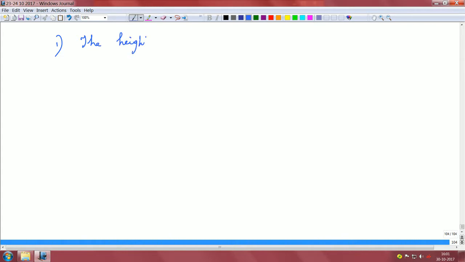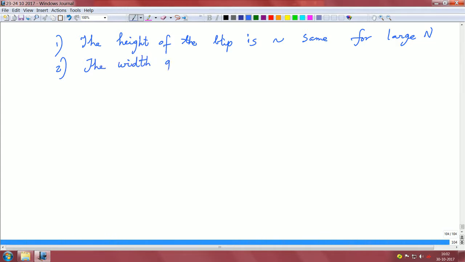Now, a few things to note. The height of the blip is approximately the same for large n, and the width gets smaller as n gets larger. So, this is through observations. Actually, I will give you a homework where you will actually prove that these results are indeed correct.